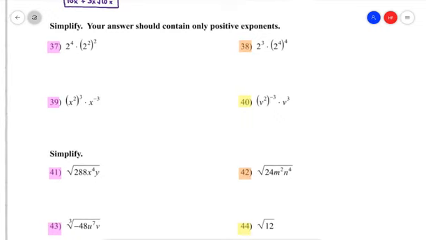Then on the next one, we are simplifying with multiplication and these exponentials. So we've got 2 to the 4th times 2 squared squared. So whenever we've got a power to a power, they multiply. So we've got 2 times 2, which gives me a power of 4. And then whenever we are multiplying, we add. So that's 2 to the power of 4 plus 4, which is 2 to the 8th.